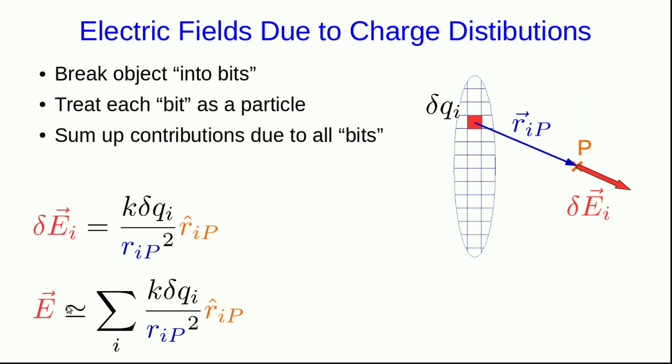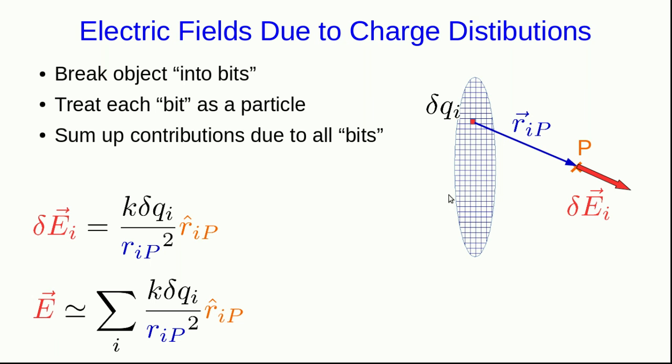However, also note that it's only approximate, because we've used the expression for a point particle field, even though these bits are not point particles, they're finite chunks of material. And so, strictly speaking, this isn't quite correct as the field due to each bit. And so when we sum them up, we don't quite get the exact field at the point we're interested in. But we can always take smaller and smaller bits, and the approximation will get better and better.